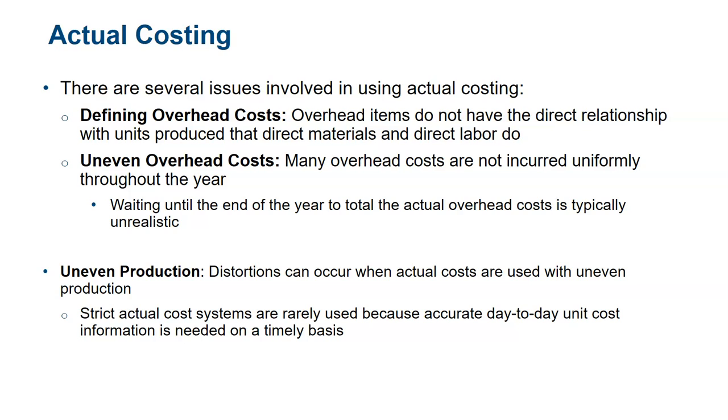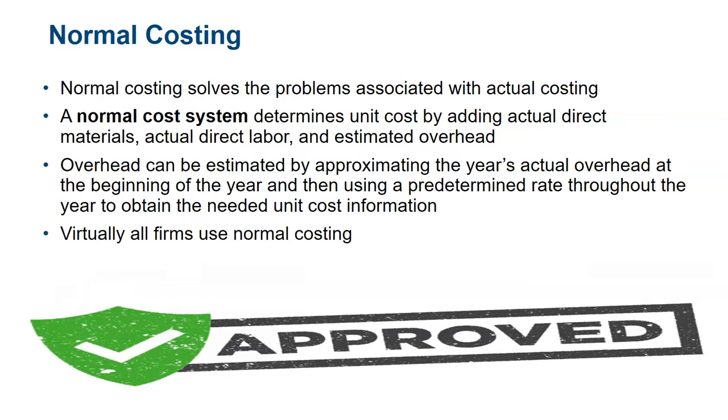All right. And then conversely, in periods of time when our output is really, really high, well, the fixed costs are the same. So the fixed costs become less and less of each unit, and so we underprice our items, and that's a problem. So we actually are going to use normal costing. That's what is going to be approved, and it says here, virtually all firms use normal costing.